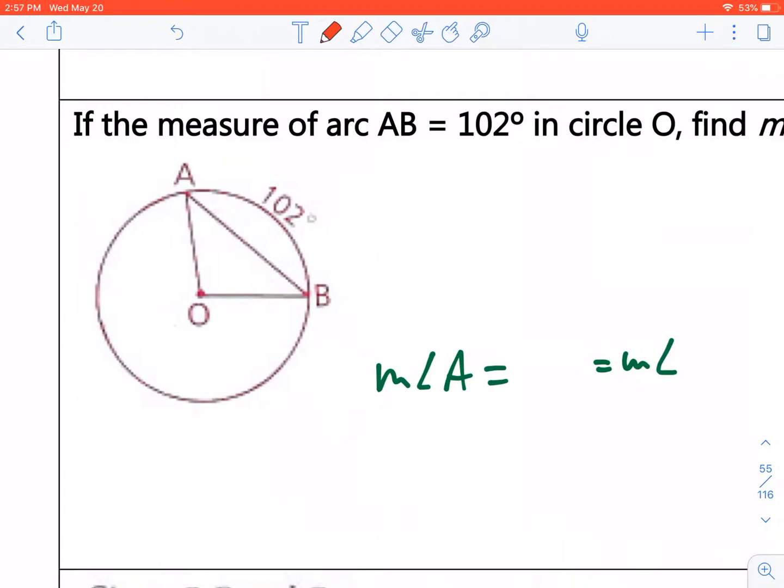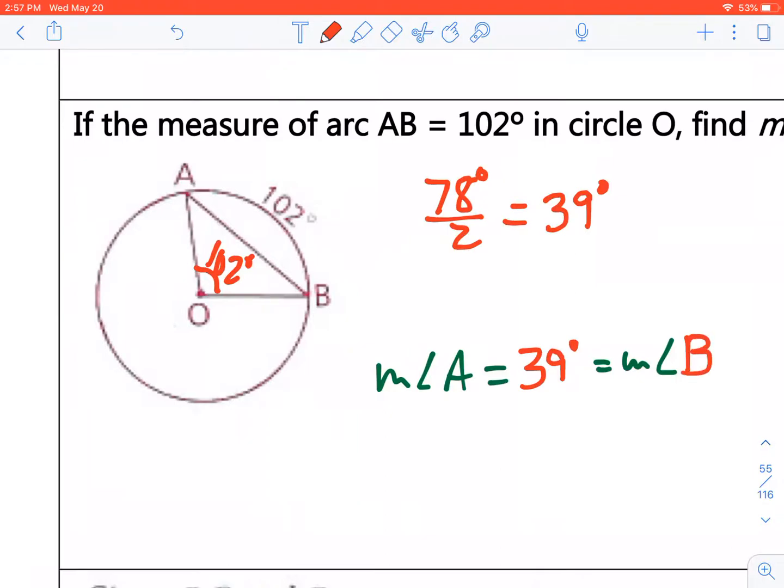All right, 102 degrees. The arc is 102, or the central angle is 102. So now we know that there's only so much left over, right? So I think that would be 78 degrees that's left. We divide that into 2, and that gives us 39 and 39. Stay along with me, kids. So measure of angle A is 39, as is measure of angle B. All right?